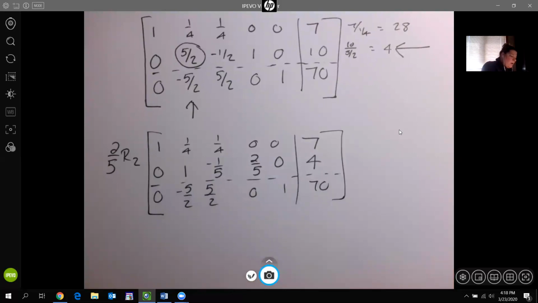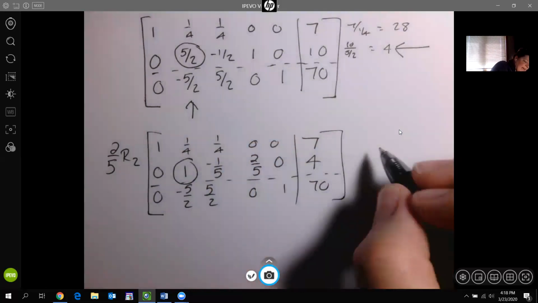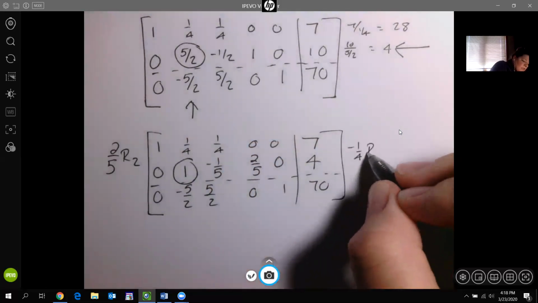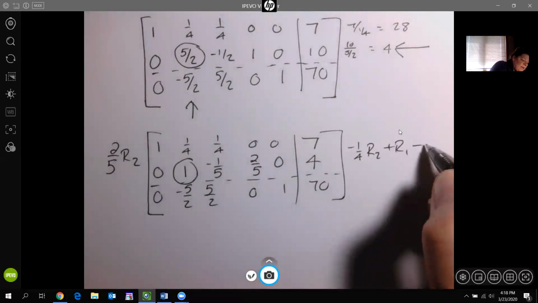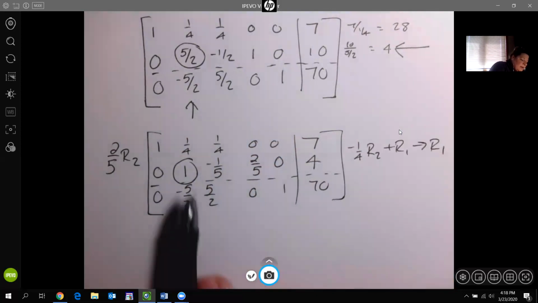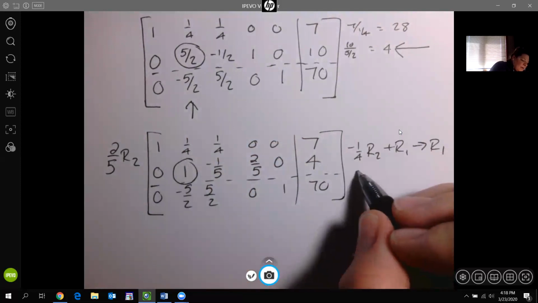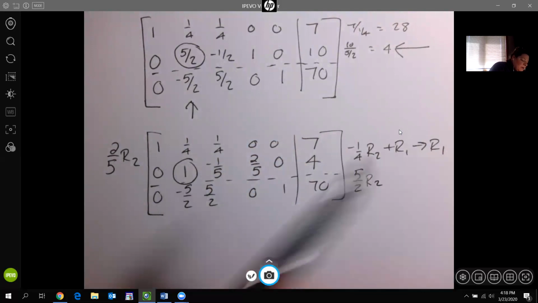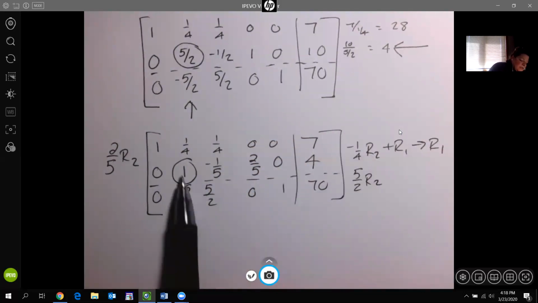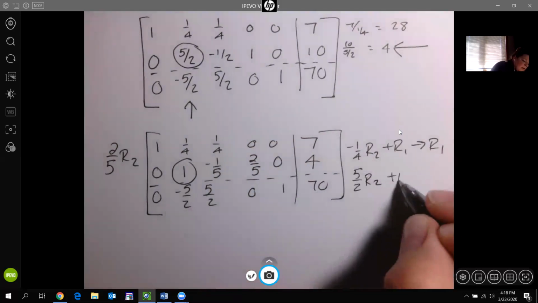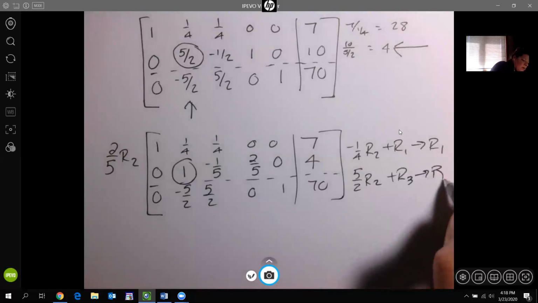Okay, so now we still have our same pivot. It's now 1. Now we're going to add and make those two 0. So 1/4 and negative 5 halves have to become 0. So we'll take negative 1/4 times row 2, add that to row 1, and replace on row 1. So we're going to make that a 0 by making that negative 1/4. Then we're going to take 5 halves times row 2, make that a 5 halves. So I add those to make 0, plus row 3, replace on row 3.